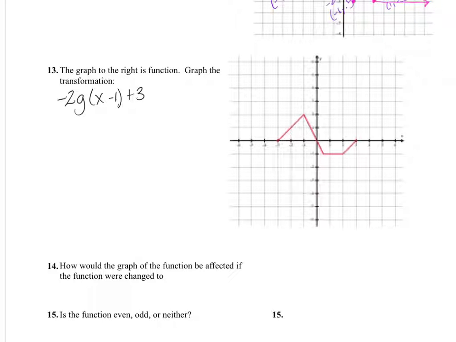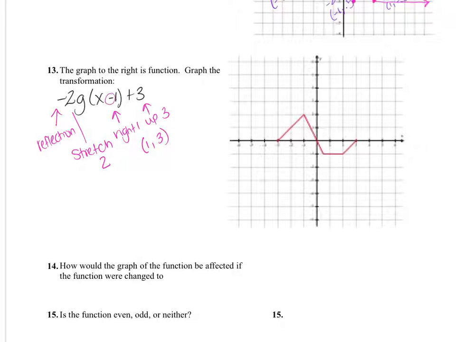For this next one, we again have a reflection. Now we have a stretch of 2. Again, change the sign of this negative, make it positive 1. So we're going right 1 and up 3. So this is positive 1, positive 3.